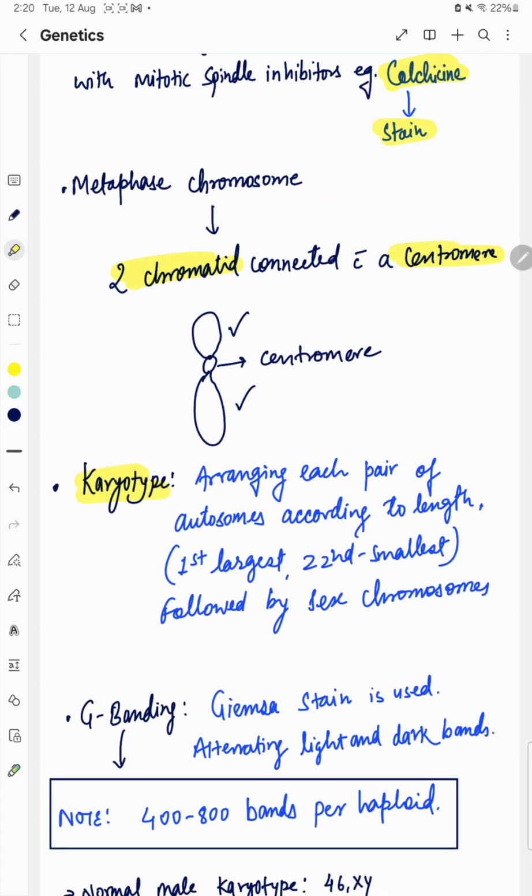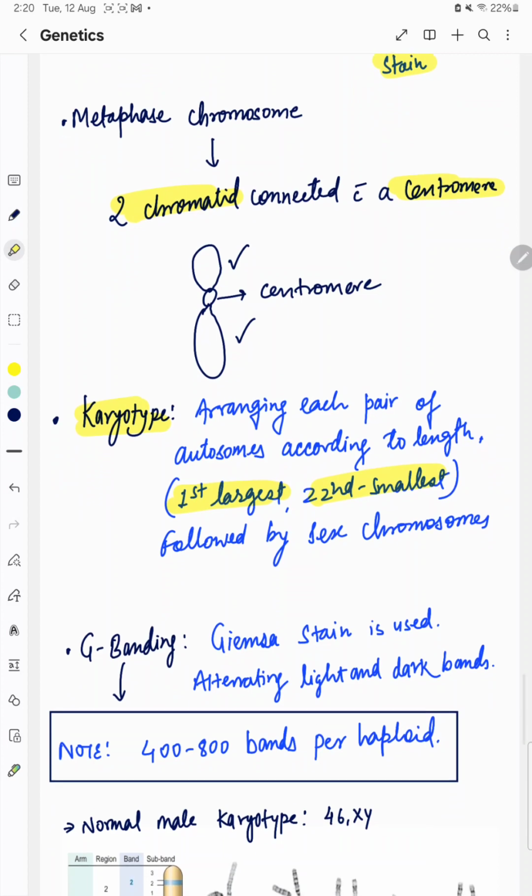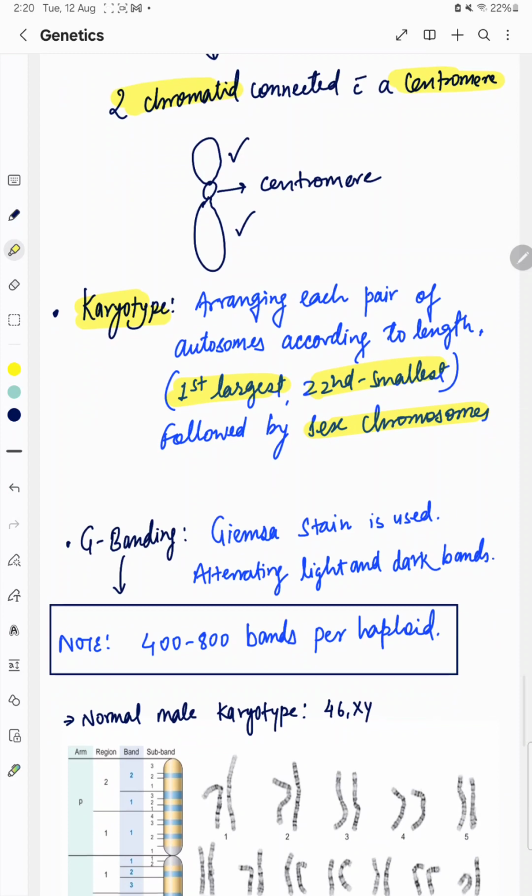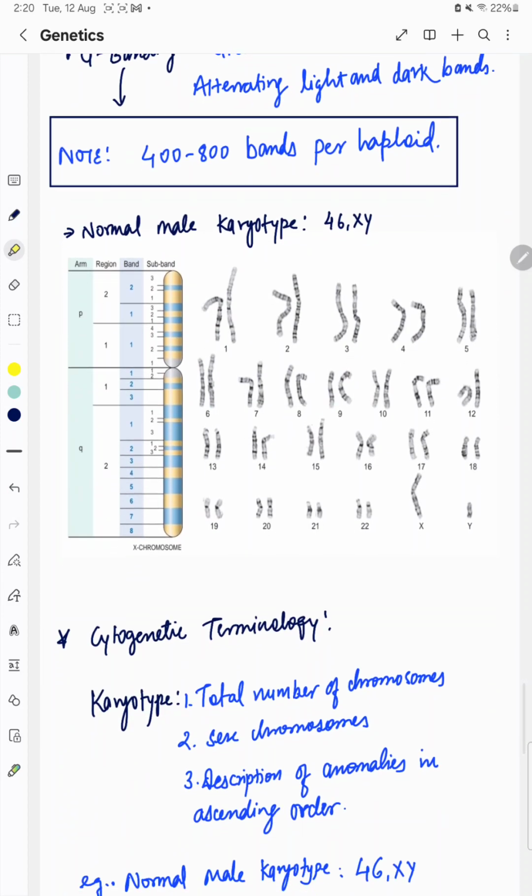So in a karyotype, we arrange each pair of autosomes according to length. The first chromosome is the largest and the 22nd is the smallest, and the autosomes are followed by the sex chromosomes. So this is a normal karyotype of a male, in which we have chromosome 1, 2, 3, 4, 5, 6 till chromosome 22, and then followed by the sex chromosomes. So these chromosomes are arranged in order according to size.